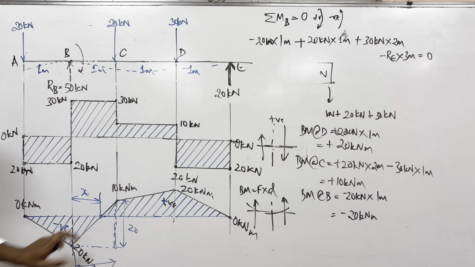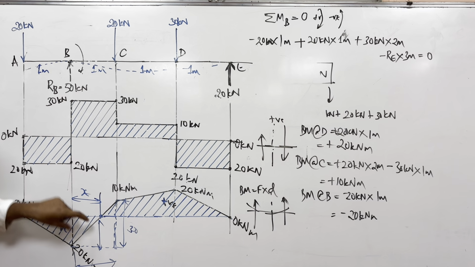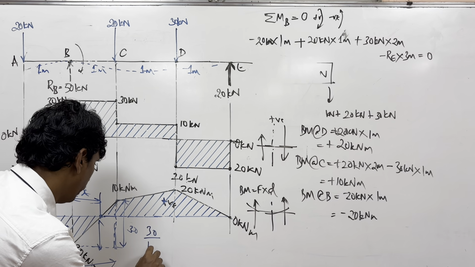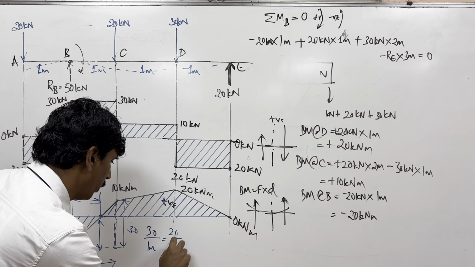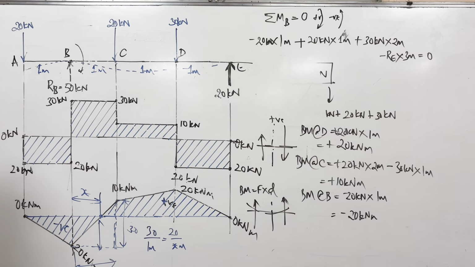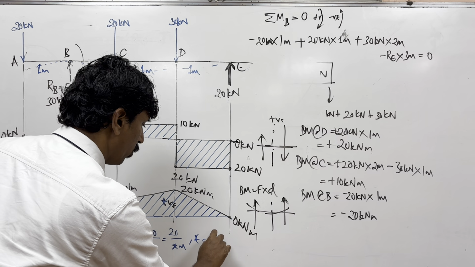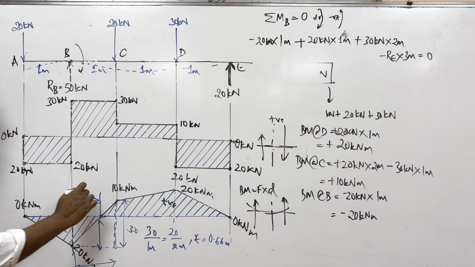So it is 30 by 1 meter. And this is 1 minus x. This is actually 20, so 20 divided by x meters. So in that proportion, 30 by 1 meter is in the same proportion as 20 divided by x meters. X meters you can find. So what is x? 0.66. X is equal to 0.66 meters.